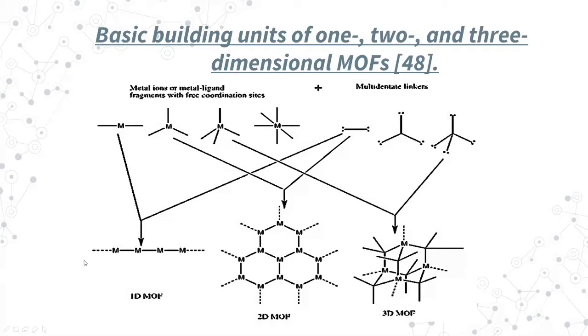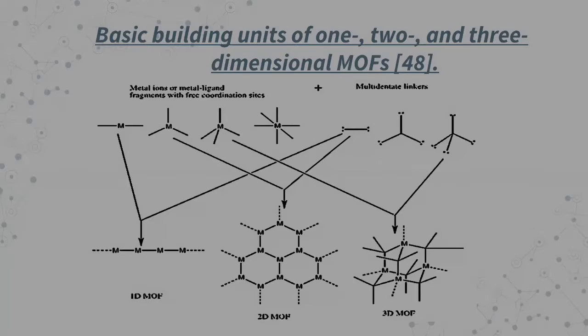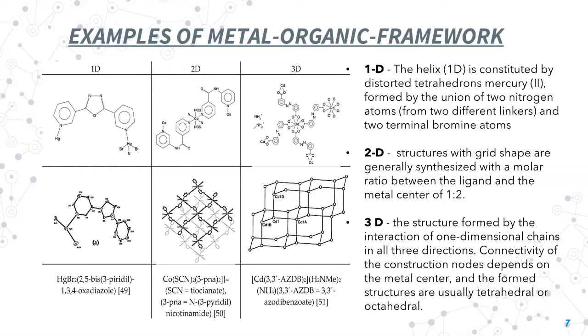As you can see, there are different types of geometry of metal ions and also different types of multidentate linkers. For 1D, it usually produces a linear type. For 2D, it will produce a plane type, and for 3D, it usually produces a spatial arrangement type. So this is an example for the 1D. As you can see, it produces a linear type of 1D.